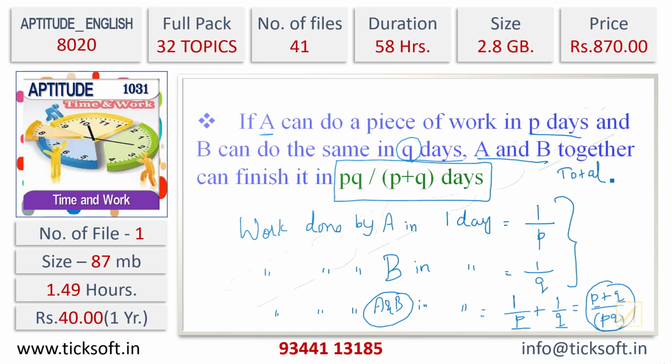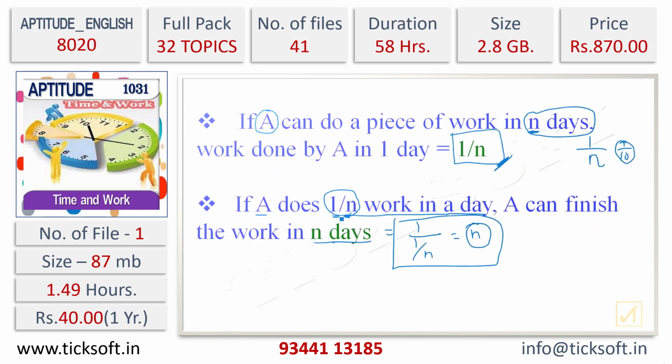So, therefore, the total number of days will be equal to, by using the second formula, what do we know? If A does 1 by n work in a day, then A can finish the work in n days, that is 1 by 1 by n. So, we have to find out 1 by 1 day's work. Then we will get the required number of days.